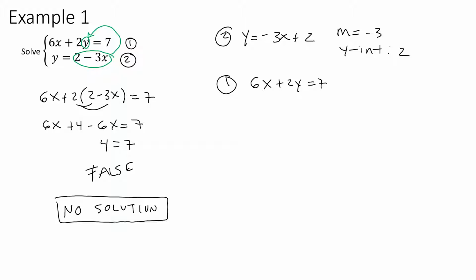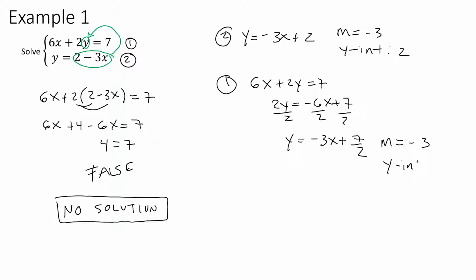I'm going to solve that for y equals mx plus b so I can compare it to number 2. So now if I divide everything by 2, I get this, which is in y equals mx plus b form. So now I can say that the slope is negative 3 and the y-intercept is 7 over 2.